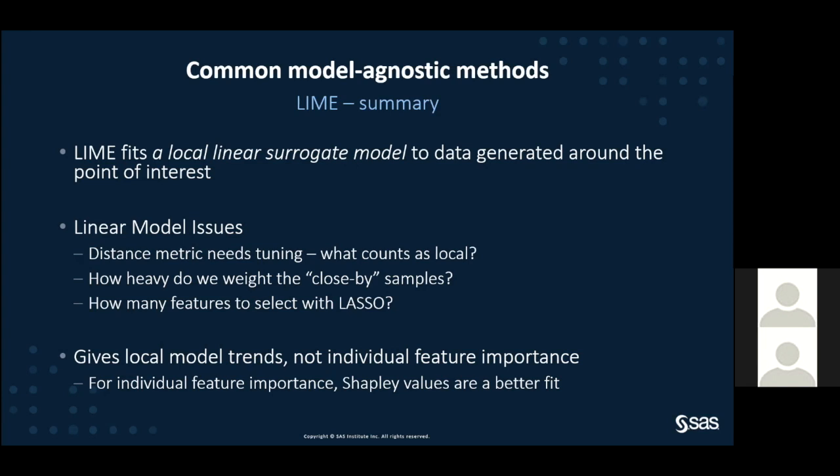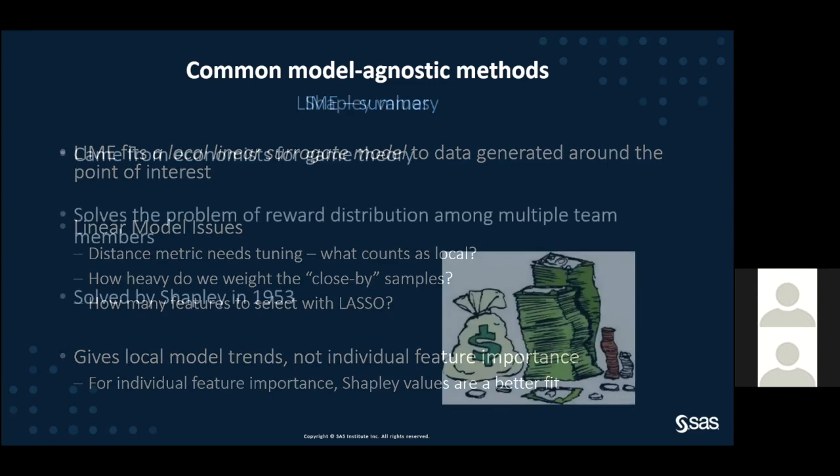But one thing I want to point out is some people would use LIME to tell you that the feature coefficients are the importance of that feature, which is, in my opinion, not correct, because it tells you the local model trends, but not the individual feature importance. Just because the model moves quickly in that region with this variable does not mean it contributed significantly to the prediction. For individual feature importance, I actually recommend Shapley values. They're usually a much better fit, and we'll talk about it next.